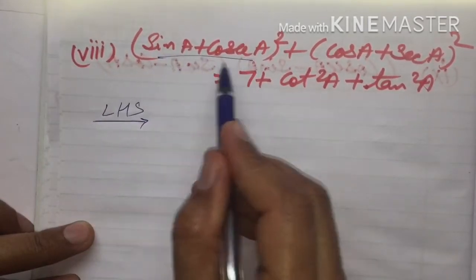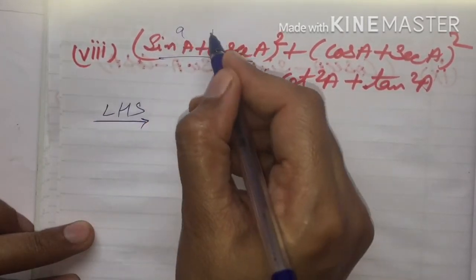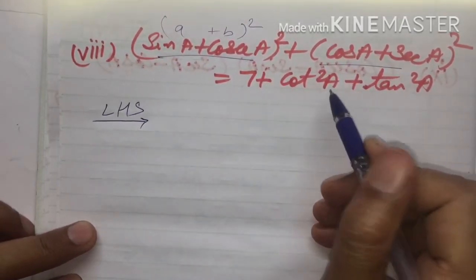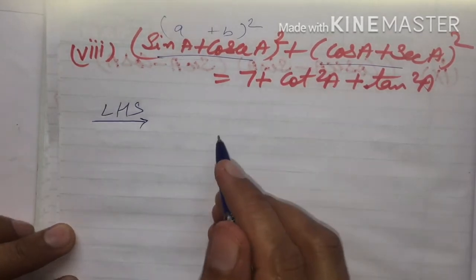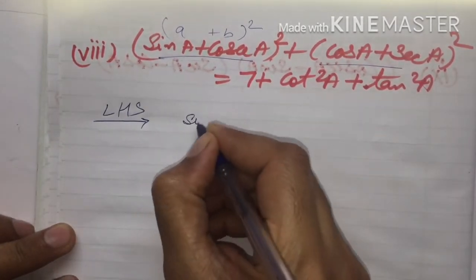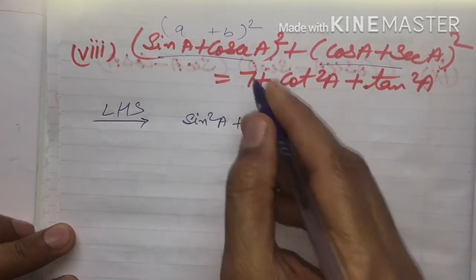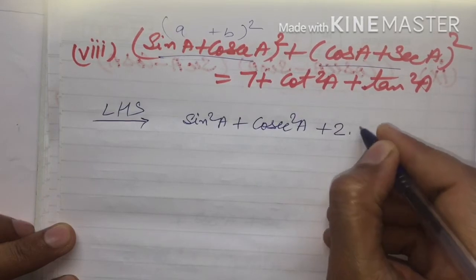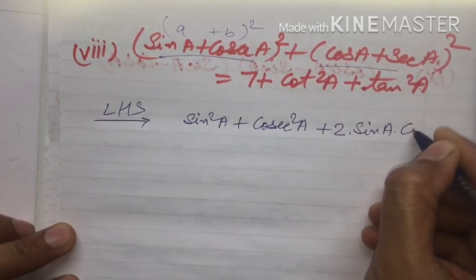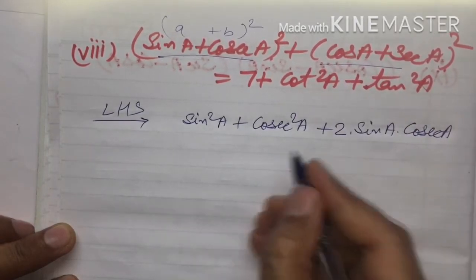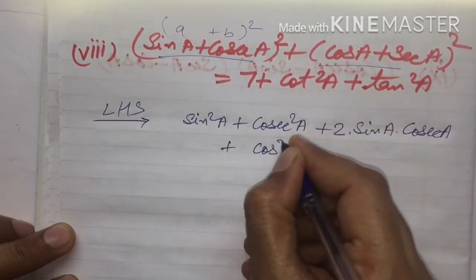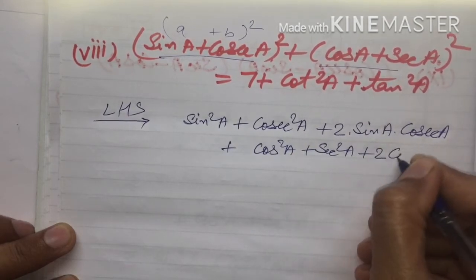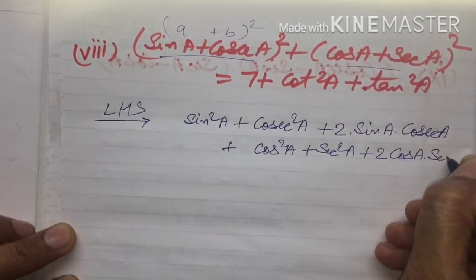In the left hand side we can consider this is a and this is b, a plus b whole square, and in the same way in this bracket. We will use the identity a plus b whole square is equal to a square, meaning sin square a, plus b square, meaning cosecant square a, plus 2ab, where a is sin and b is cosecant. Same with the second bracket: a square plus b square plus 2ab.